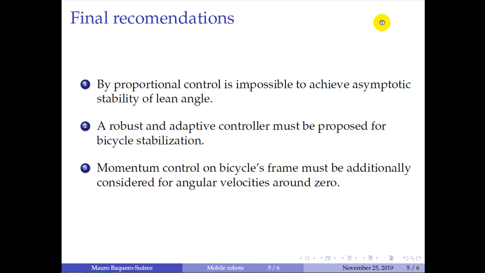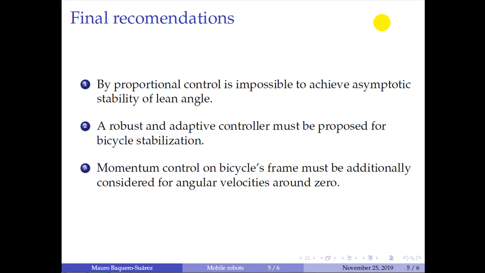Finally, I give you some recommendation items about this work. First, the designed controller doesn't achieve asymptotic stability for the angle output. Therefore, it is possible that this controller fails on a real bicycle. Second, given that forward velocity is a time-variant variable in most cases when the bicycle is in motion, a robust and adaptive control must be devised for bicycle stabilization.